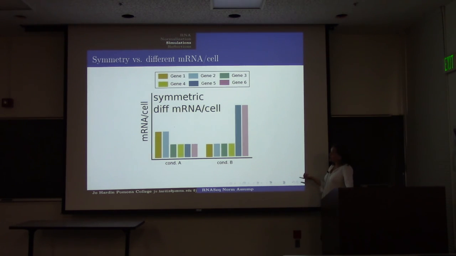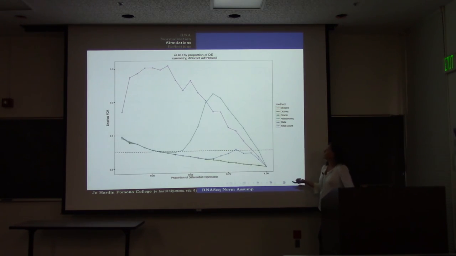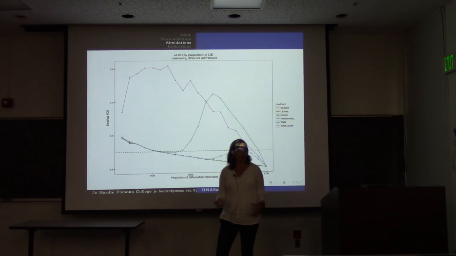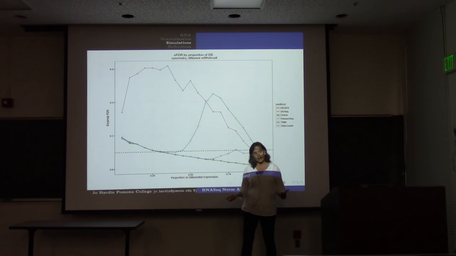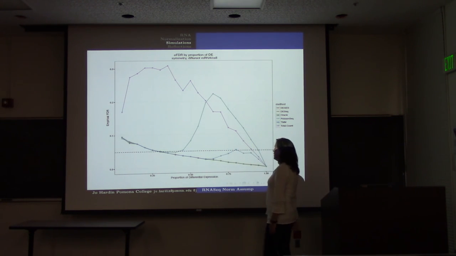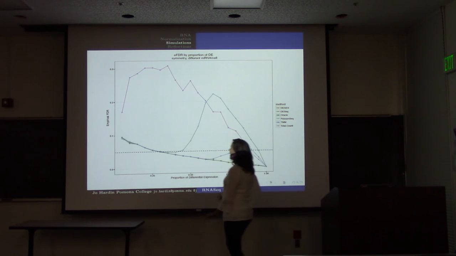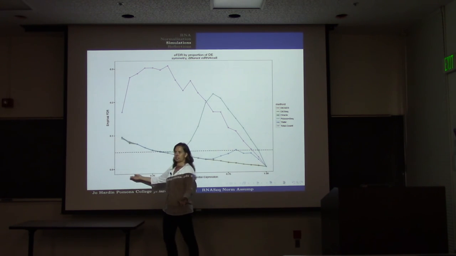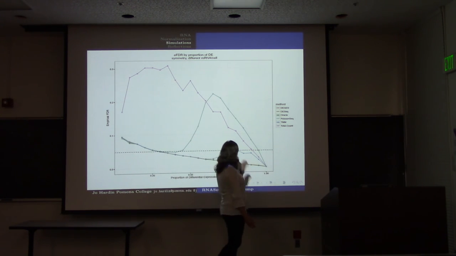Okay, so symmetric with different mRNA per cell. This is the case where half of your genes are upregulated and half are downregulated, but the downregulation is at a different magnitude than the upregulation. We see total count, as expected, can't handle it. Total count, where we need that same mRNA per cell, is really struggling to control the false discovery rate, even with not that many genes differentially expressed. Even when only 10% of our genes are differentially expressed, it's still not able to control that.